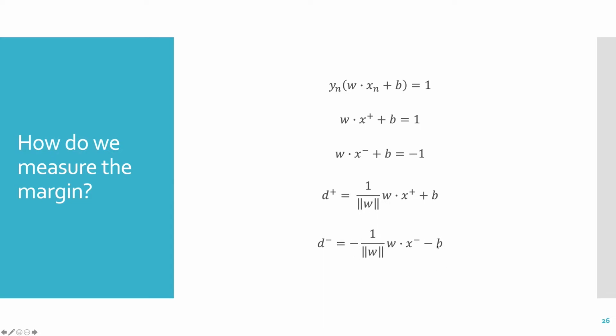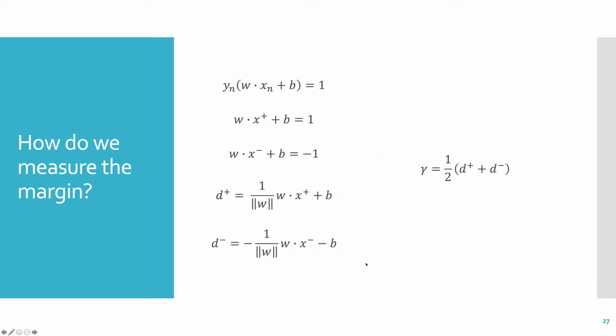Here we have negatives. That's because we moved the negative from this side back over here. So the distance, the positive distance, that is the distance from the hyperplane to the positive point, is this, and the distance from the negative point to the hyperplane is this. We know that the margin is 1/2 of the distance between those 2 points. So we simply have this, 1/2 (d plus plus d minus).